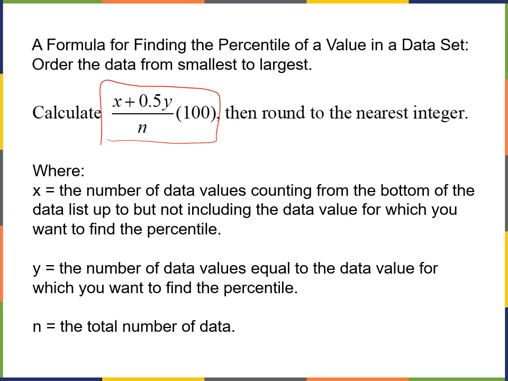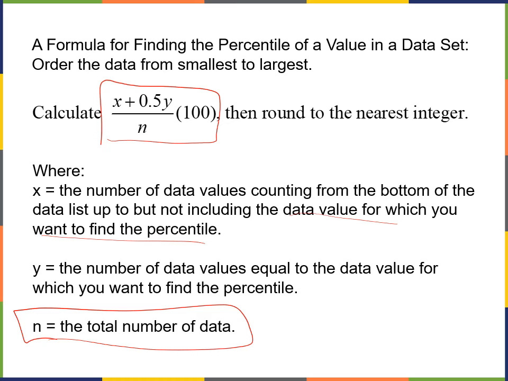So what does x, y, and n stand for? Well, n is the same n as we had previously. N would be the total number of data values that you have. Okay? X is the number of data values counting from the bottom of your data set up to but not including the data value that we're trying to find the percentile of. So this is, again, an important reason to have your data values listed in order. Okay, so it's easy to count this. Count how many data values are less than the data value you're talking about.